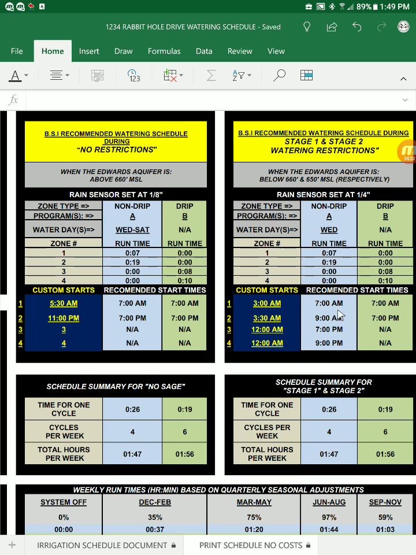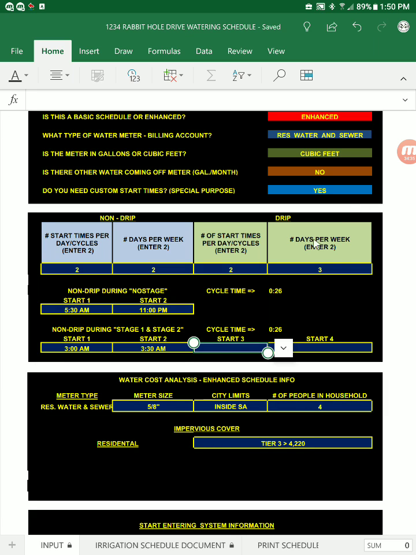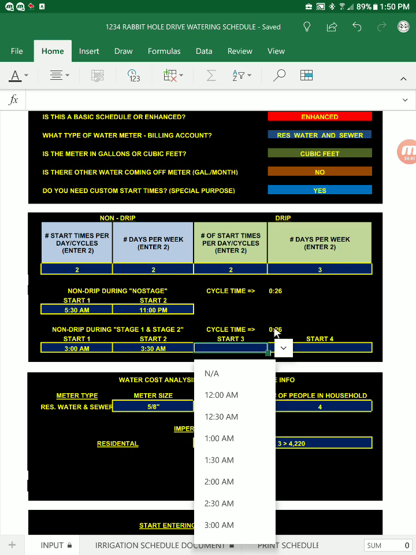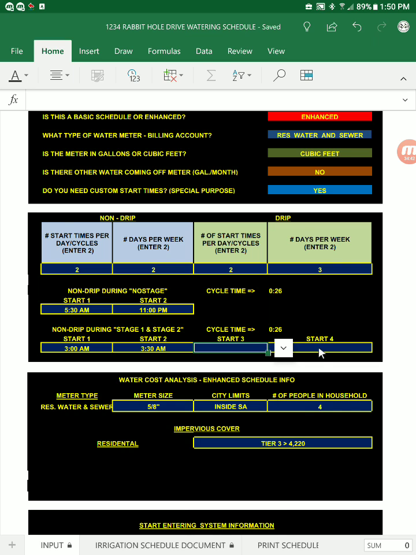Just because you're trying to get in so much water per week and you're trying to get it all in one day. So the computer is automatically generating 4 start times for when we're in restrictions. And that's why we have these 2 slots down here. So here you've got to divide your water up into one day. Okay, so again, the same guy.